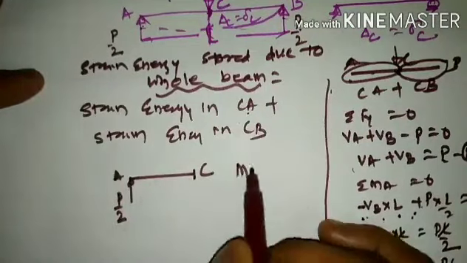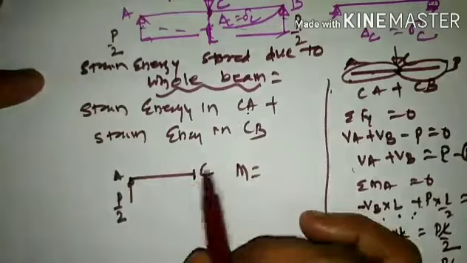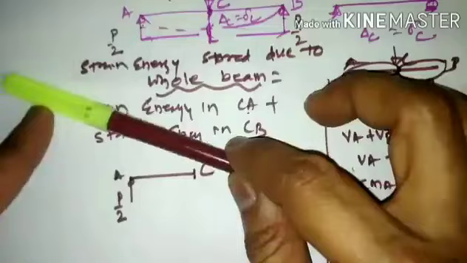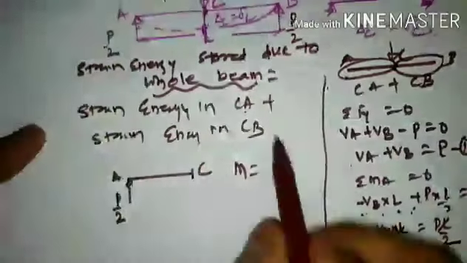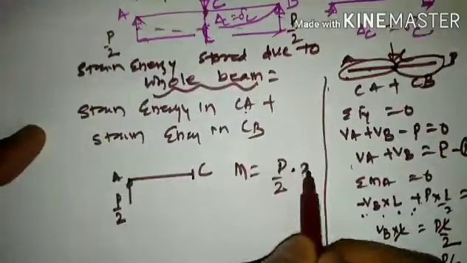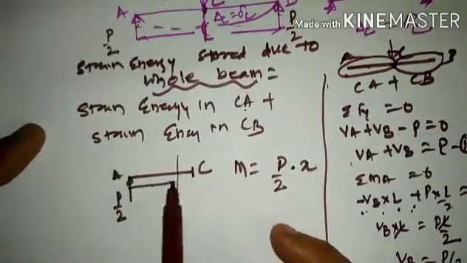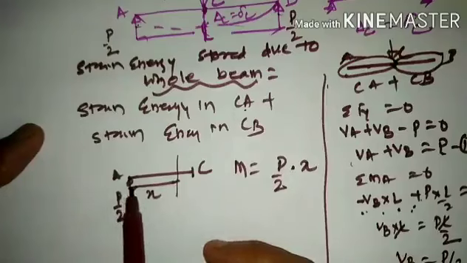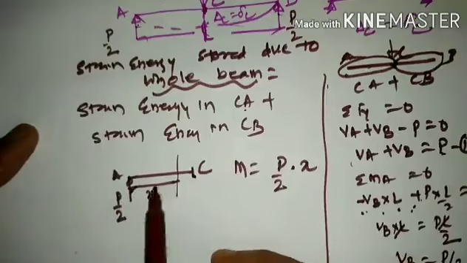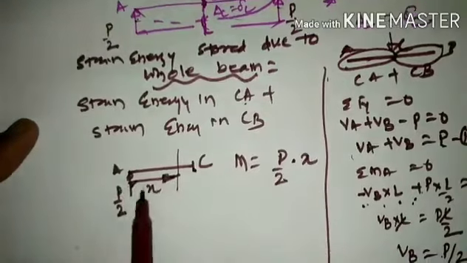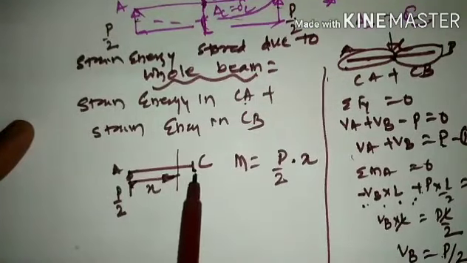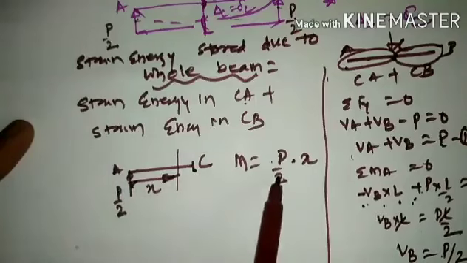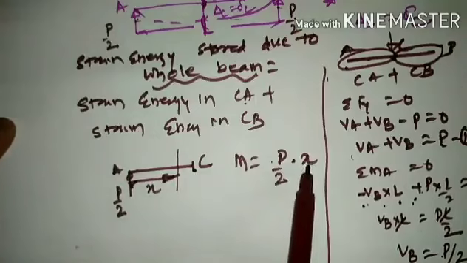If I find the moment with respect to the position here, with reference to C, load P is acting upward, which indicates it will rotate in the clockwise direction. M will be P by 2 into X. For any distance X, the section will start from A and terminate at C, so it will proceed towards the center. As it rotates in the clockwise direction, it is positive, the magnitude of the load is P by 2, and X is the perpendicular distance.